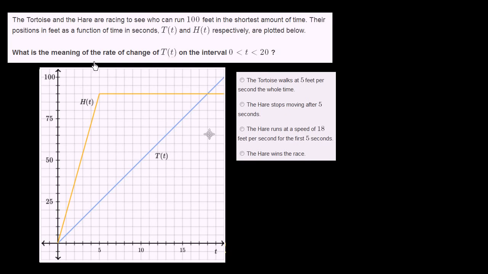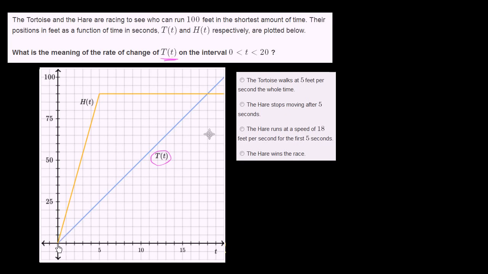What is the meaning of the rate of change of T of t on the interval t is greater than 0 and less than 20? So T of t, we're talking about the tortoise here. This is the function T of t right over here, this blue line. And it looks like it's moving at a constant rate of change. The slope of this line is constant. So let's see what this rate of change is.